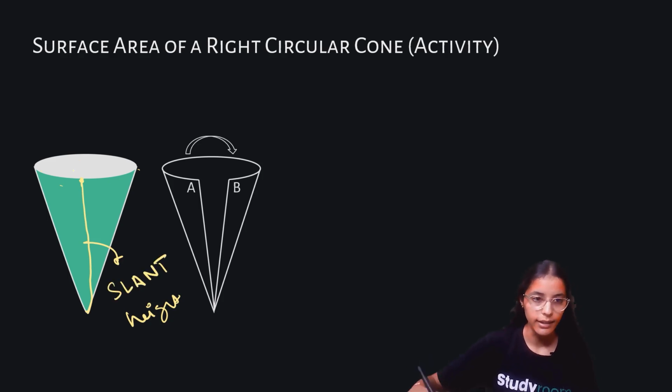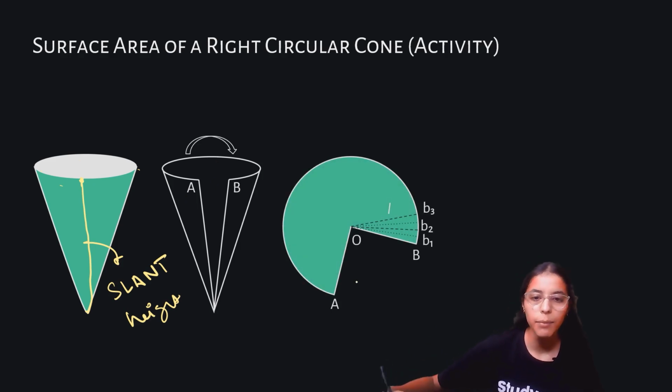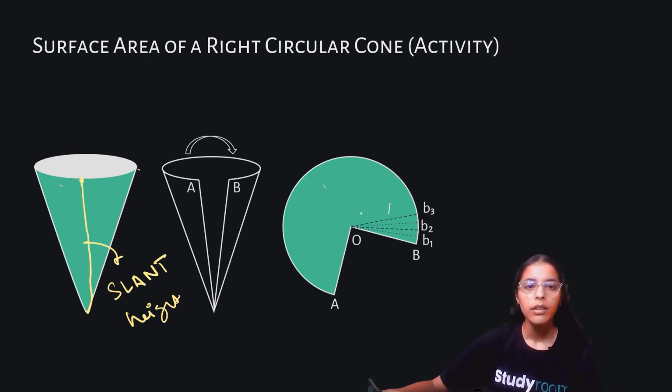Slant height. So this is called the slant height. We'll cut the right circular cone along its slant height and mark the points A and B. When we open it up, let us figure out what the shape will look like. It will look like a piece of a cake, as if this is a cake and we have cut a piece out.